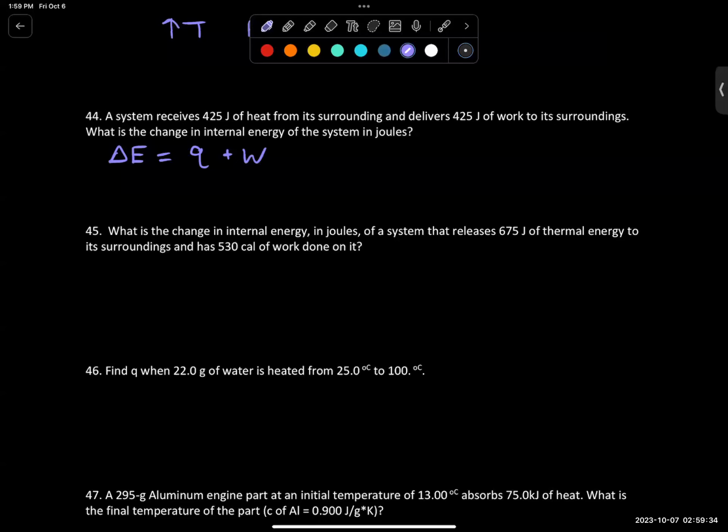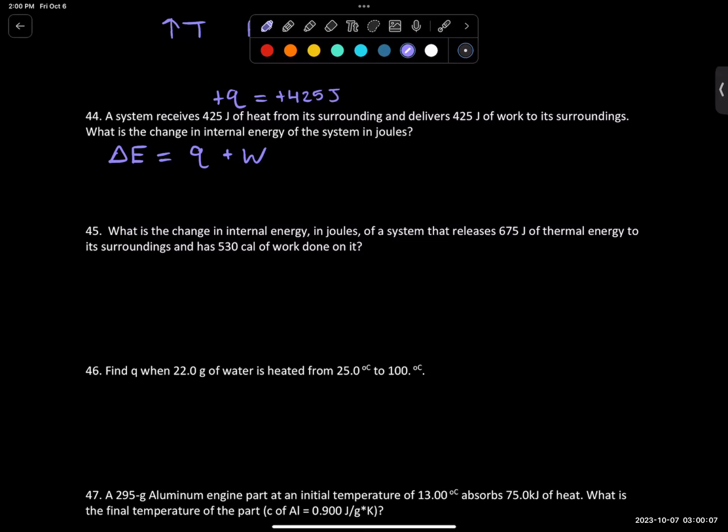So a system receives 425 joules of heat from its surroundings. Is that going to be positive or negative? Positive, right? The system's receiving, so that means the system's increasing its energy because it's taking in by that source. So that's going to be plus Q, or plus 425, because the Q is 425 and the receives tells us that it's positive.